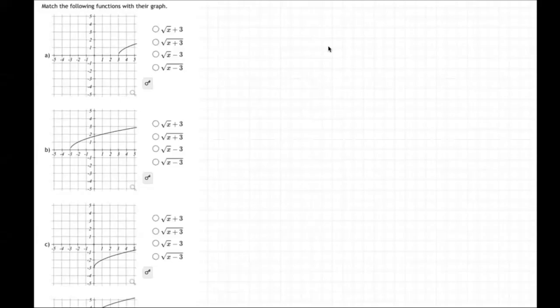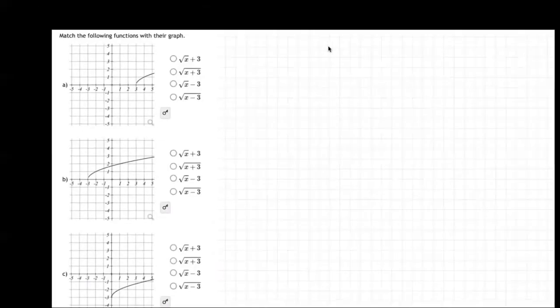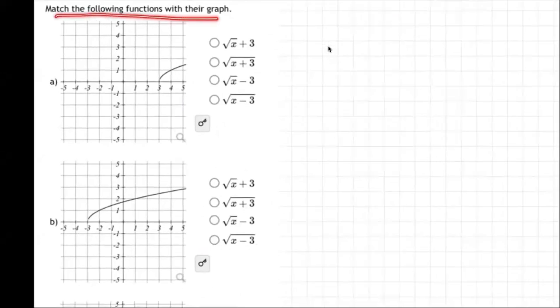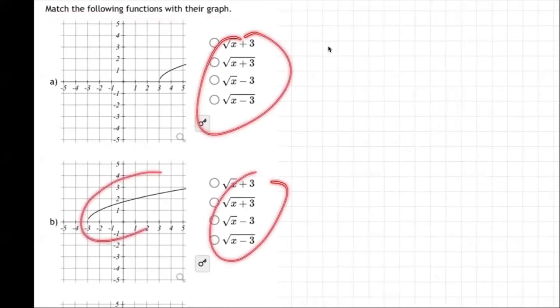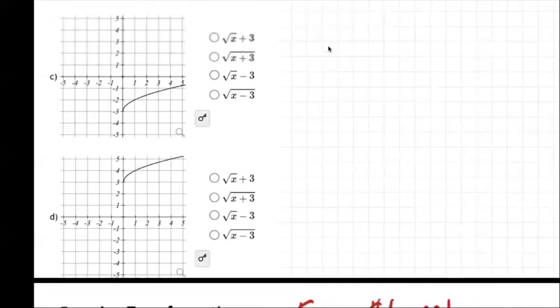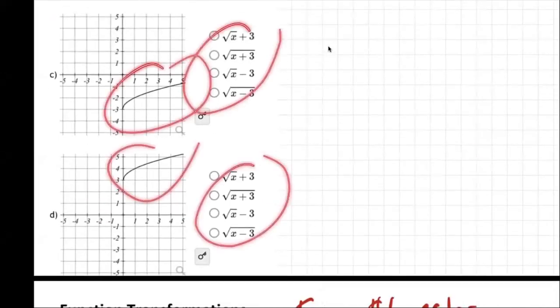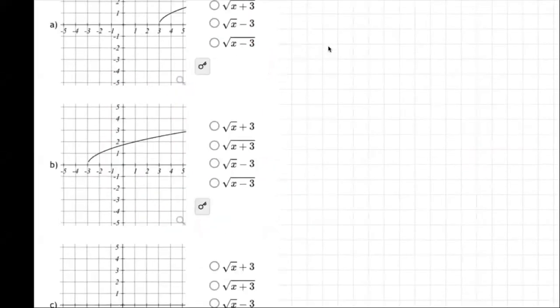Okay, on this question, they're asking us to match the following functions with their graph. So we have some square root graphs and some different versions of the square root graph, and we're trying to match these up. So how does this work?